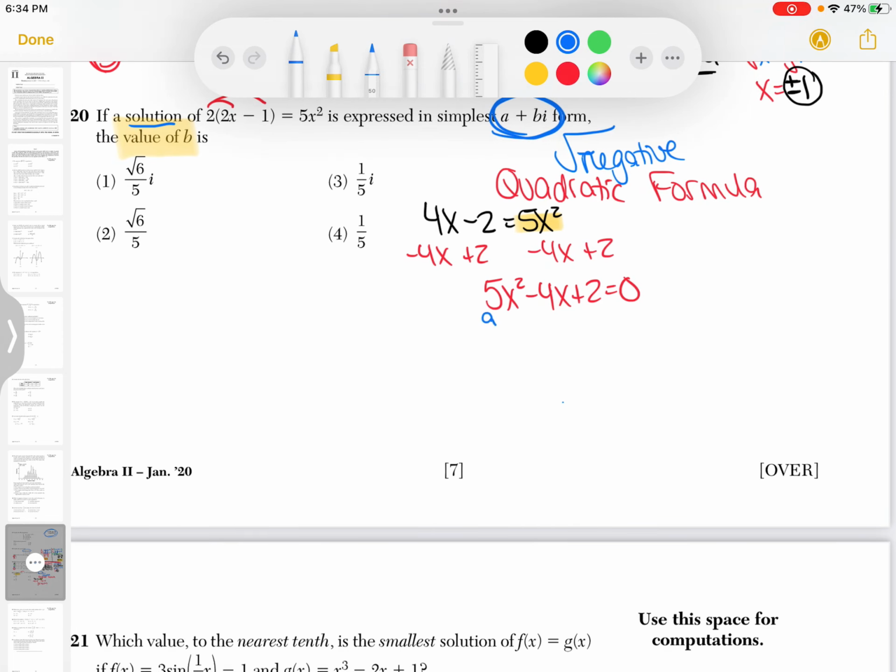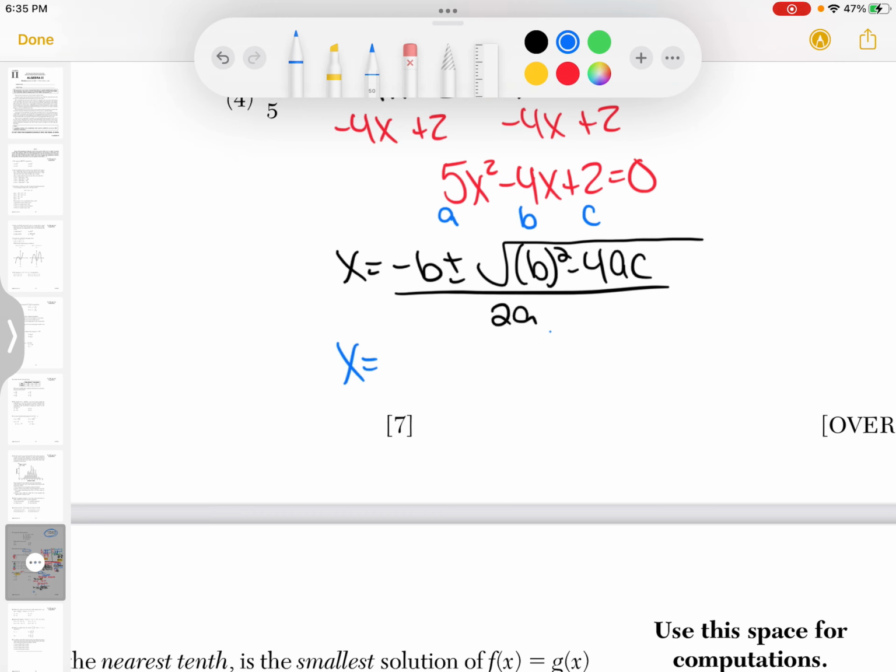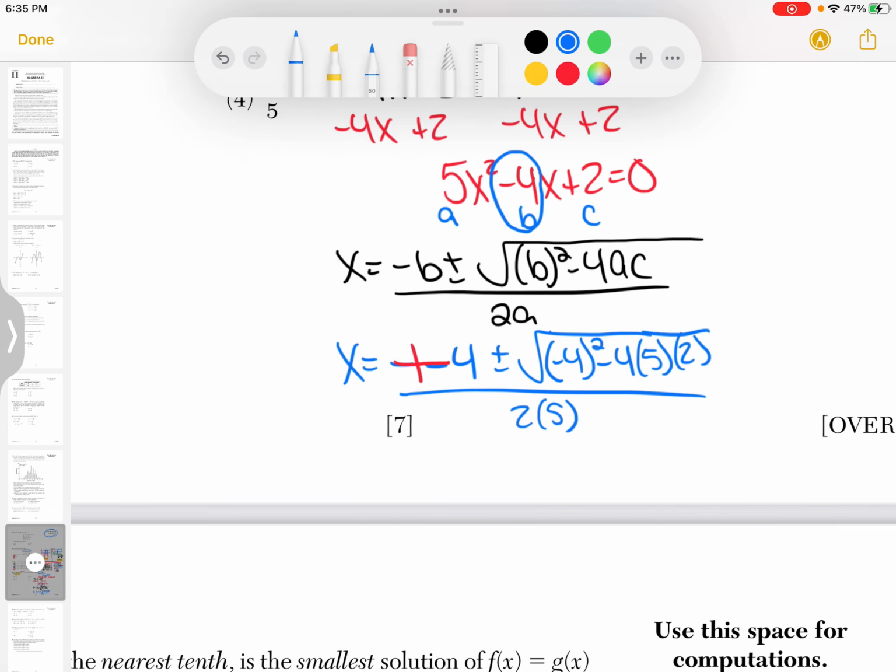Notice I put it in standard form, so now this is a, this is b, this is c, and I'm going to plug them into the quadratic formula. If for some reason during the exam you panic and forget the quadratic formula, it is on the reference sheet, so you can just flip to that. And now I'm going to plug all of these in. So my x, my equals, and my negative come down. b is negative 4, so I bring down the negative 4, and this is going to become a positive. Then the plus or minus, big square root. In the parentheses, I plug in b again, so negative 4 squared minus 4 times a, which is 5, times c, which is 2. That is all over 2 times a, so 2 times 5.